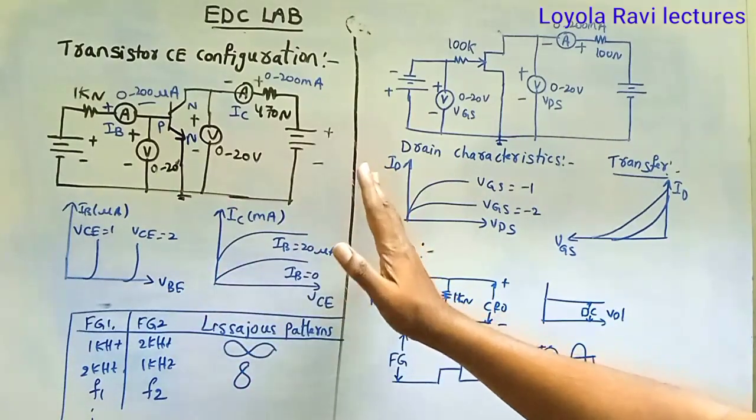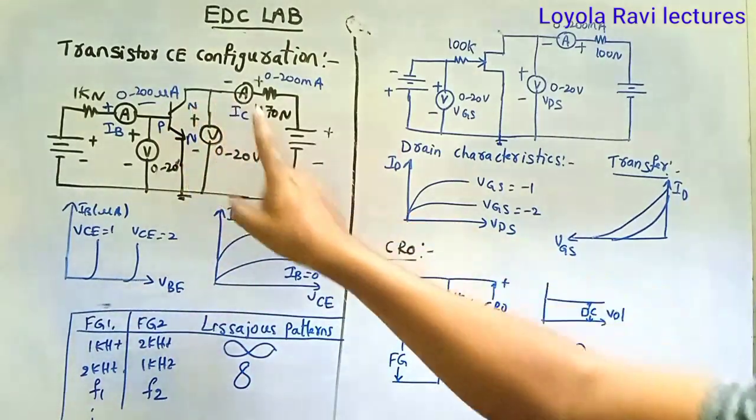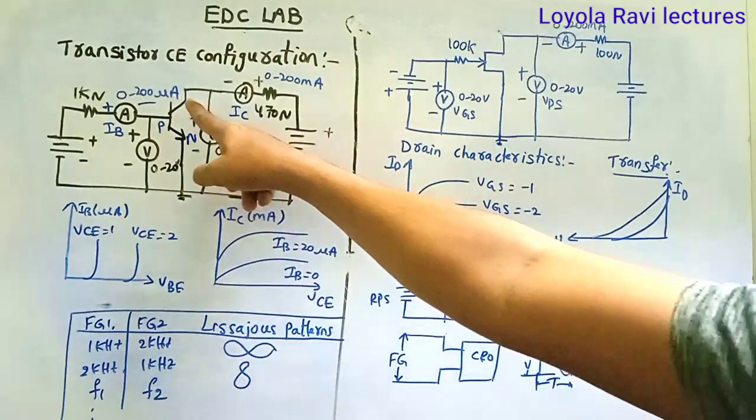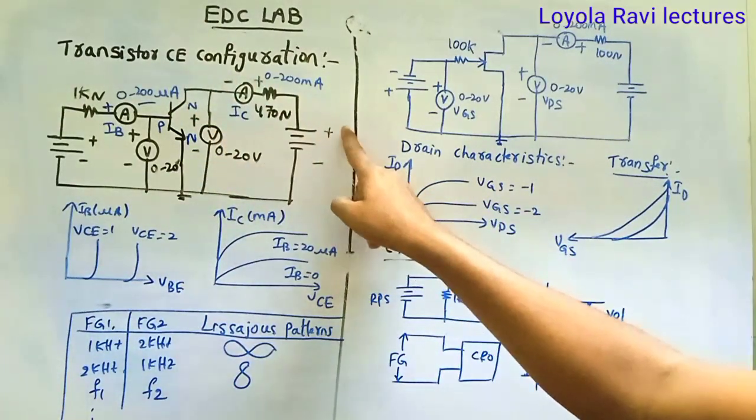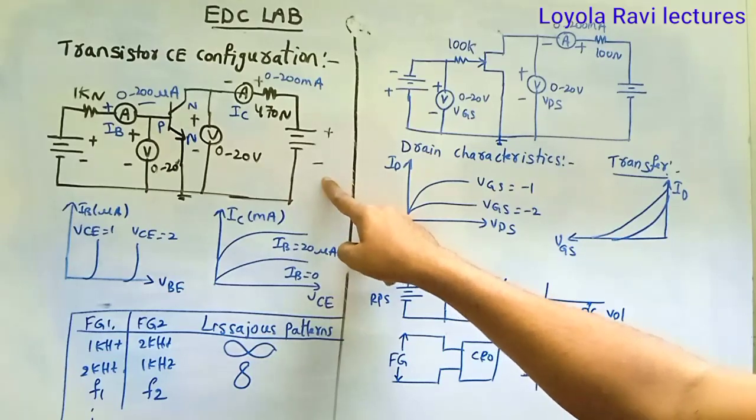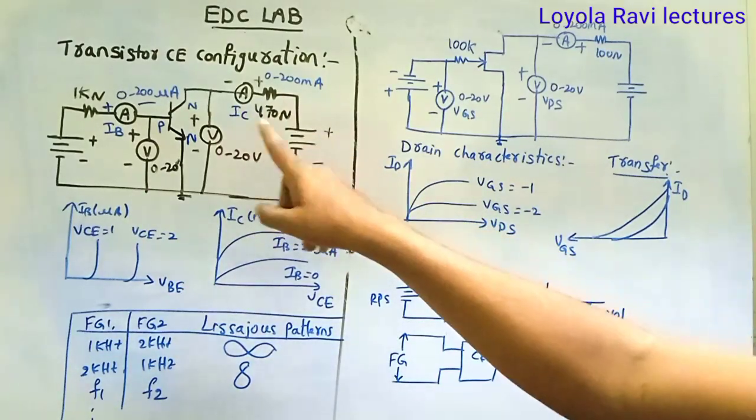Similarly, come to the output side. Here NPN, output should be reverse bias. N is connecting to positive. If it is positive, this one is negative. Reverse bias.